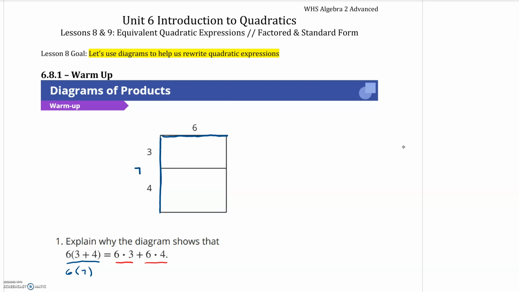6 times 7 is equal to 42. So the area of that rectangle would be 42 square units.